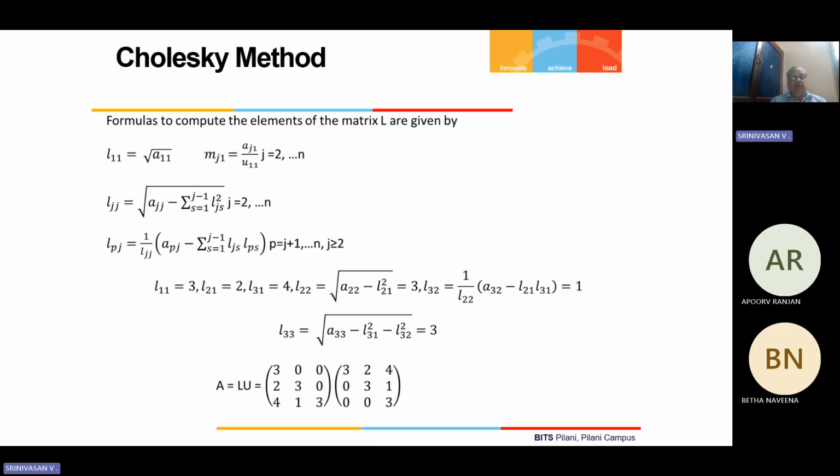Okay, right. LJ1 is AJ1 by U11. Here you may be wondering what is U11. U11 is again nothing but A11, because here we don't have U at all. Why is U given? Suppose you have taken U upper triangular. That is also possible, isn't it? That's why we can just write what U11 means. That is always better.